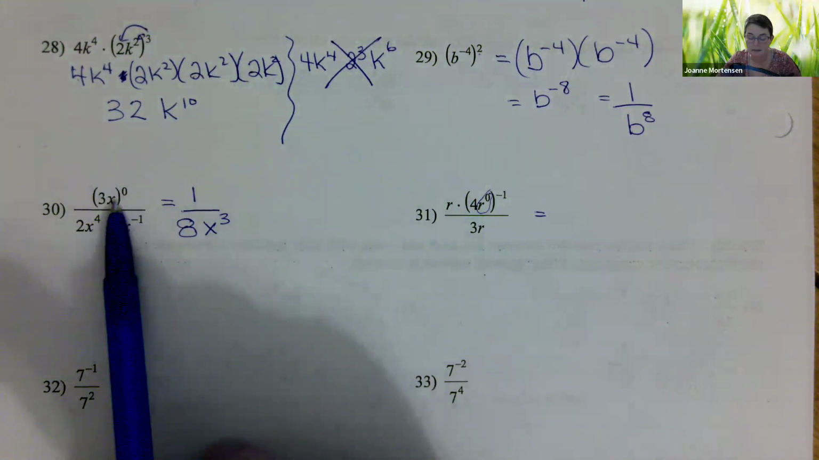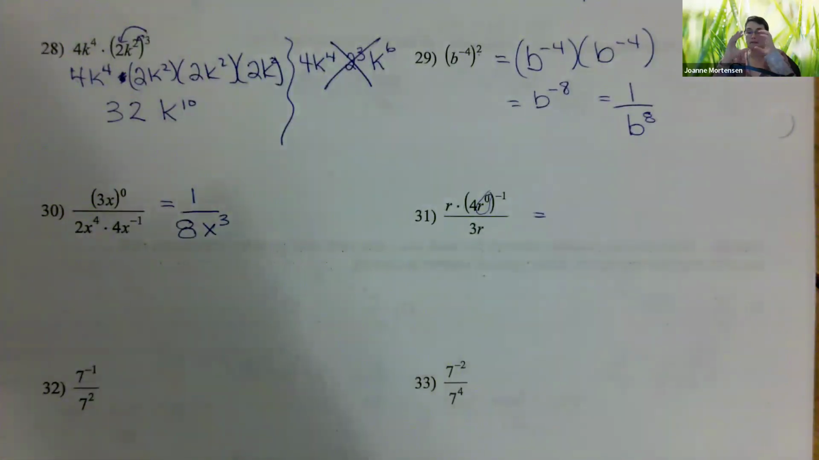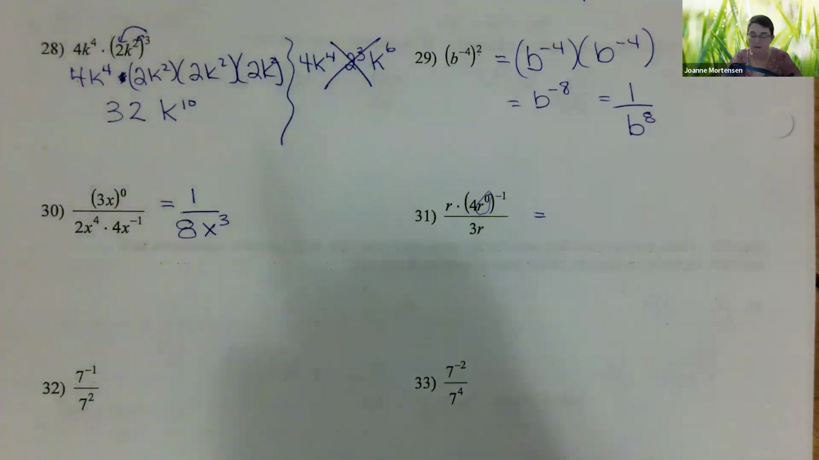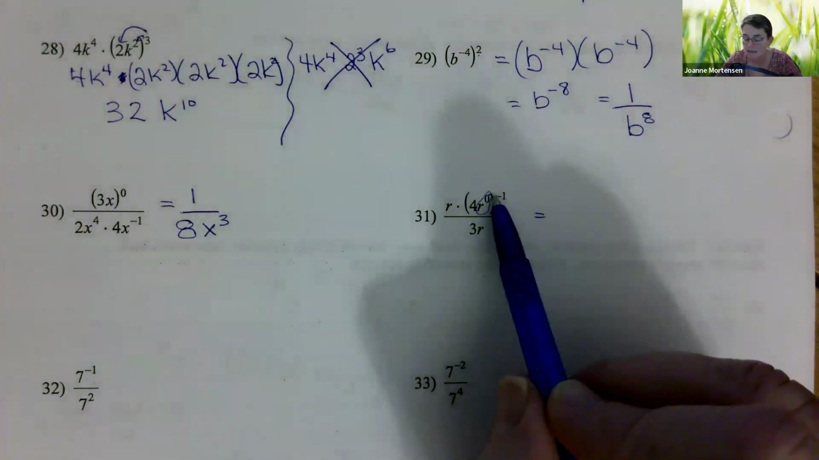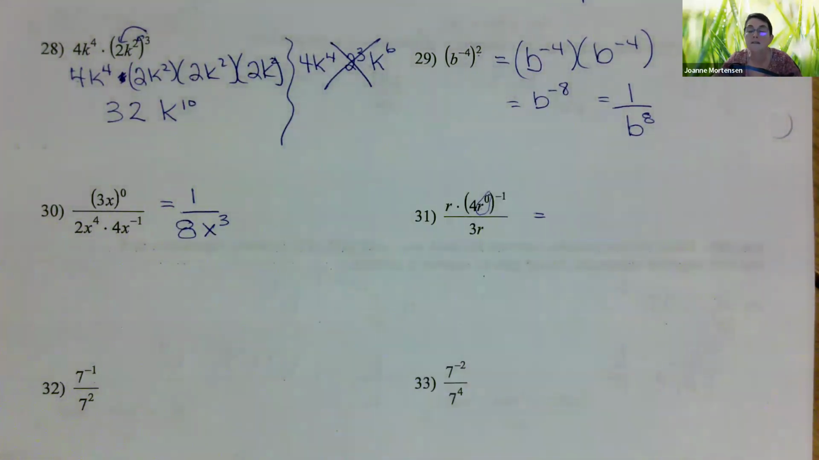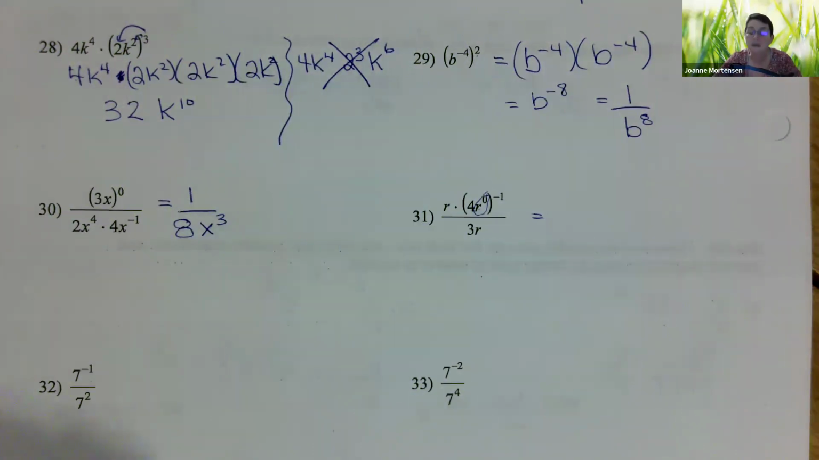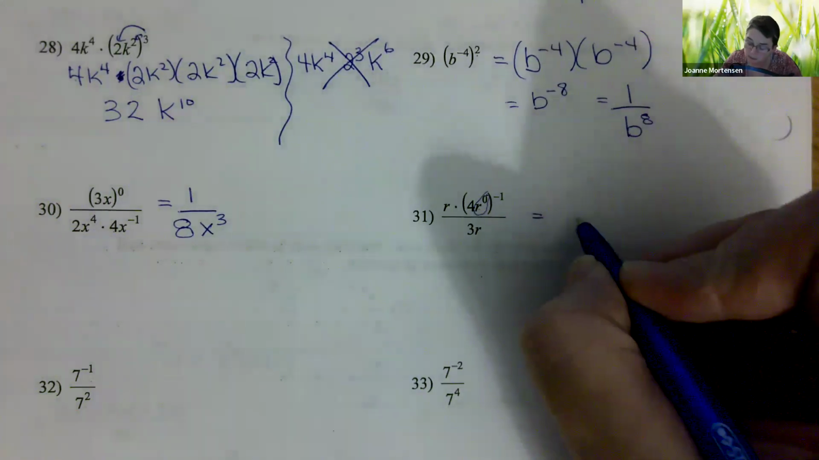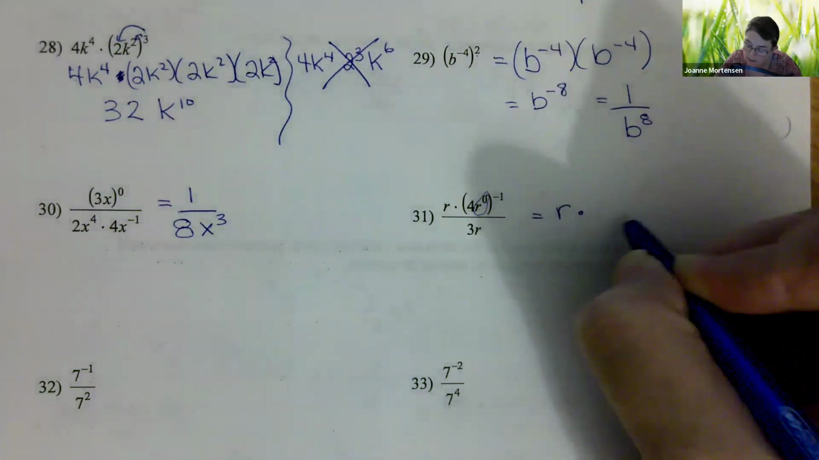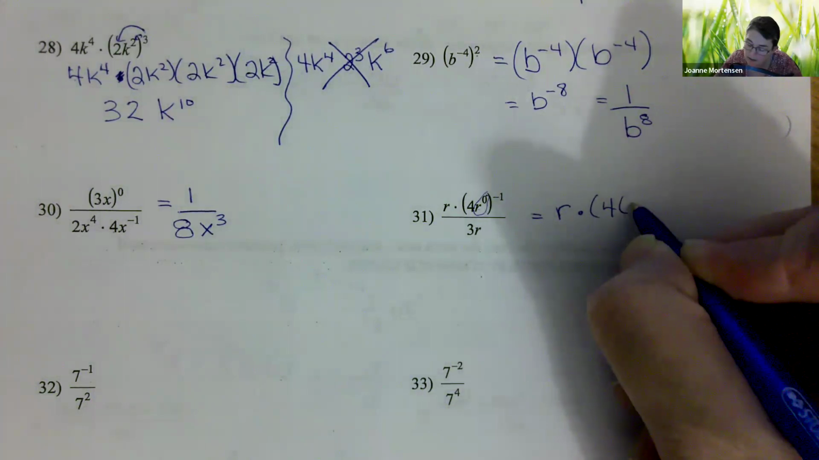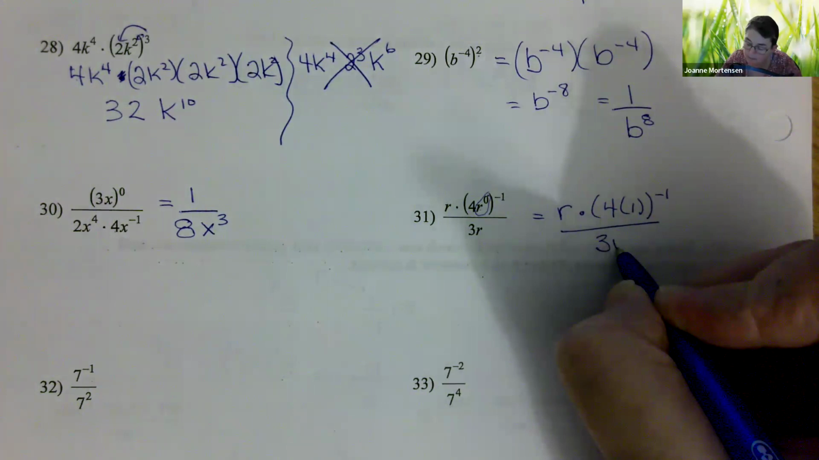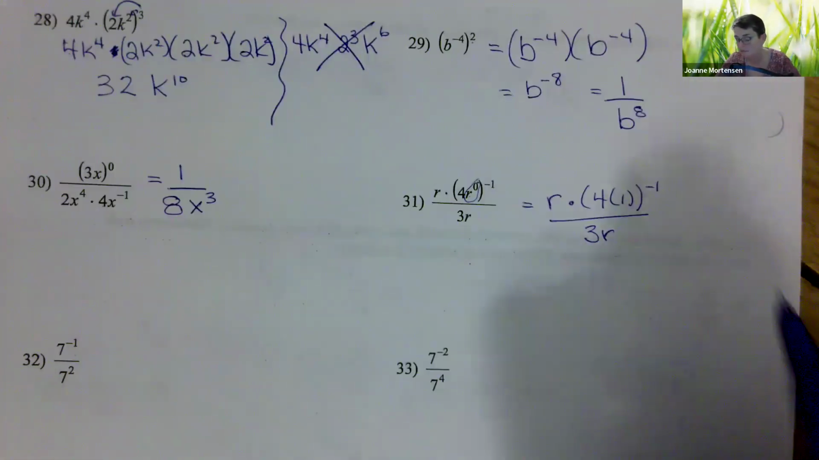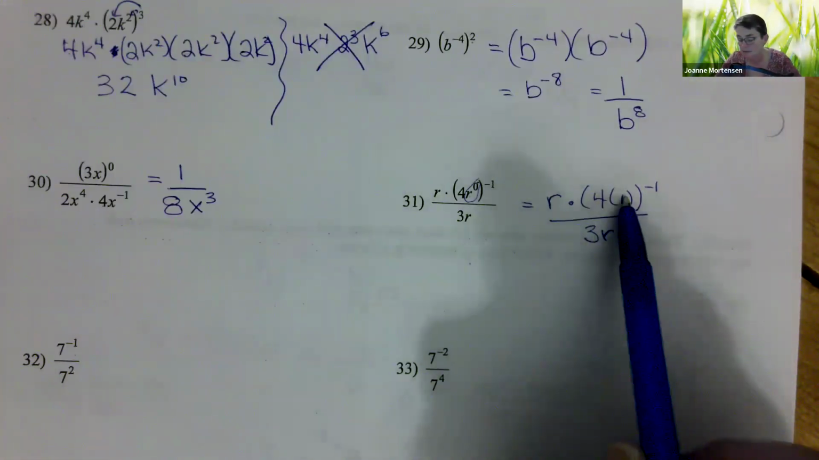Okay, this one, the 3x, that whole bit, the 3 and the x were to the 0 power. So that means this all turned into a 1. On this question, it's only the r to the 0. The 4 isn't to the 0. That's what I'm trying to say. So it's only the r that disappears and turns into a 1. So I'm going to get r times bracket 4 times 1 minus 1 all over 3r. With me? So that r to the 0 became the 1.